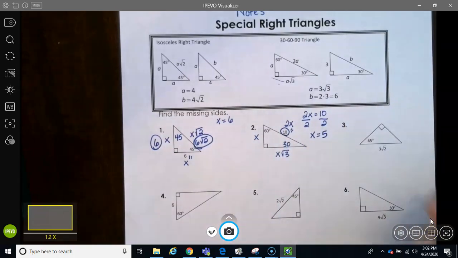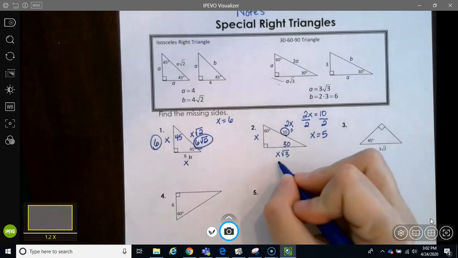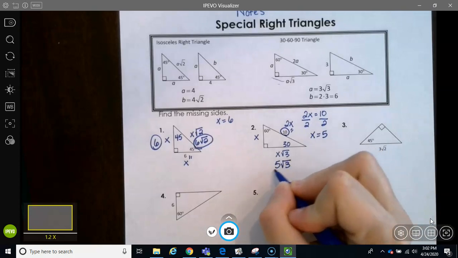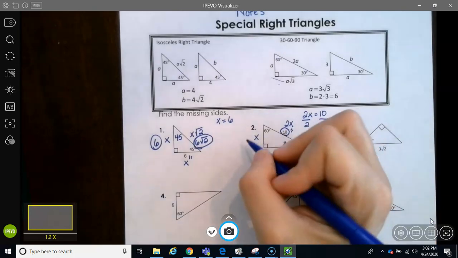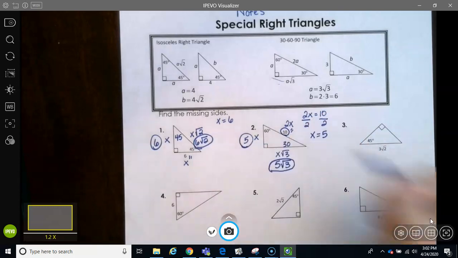Now that I have X by itself, I can substitute that in for the other sides. So wherever I see an X, I replace it with 5. So that's 5 square root of 3 for that side, and the side is just 5, because it was just X.